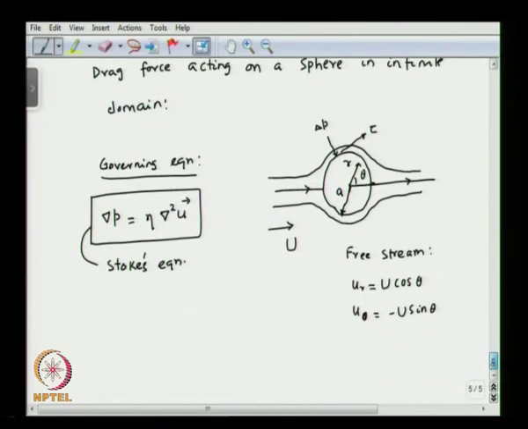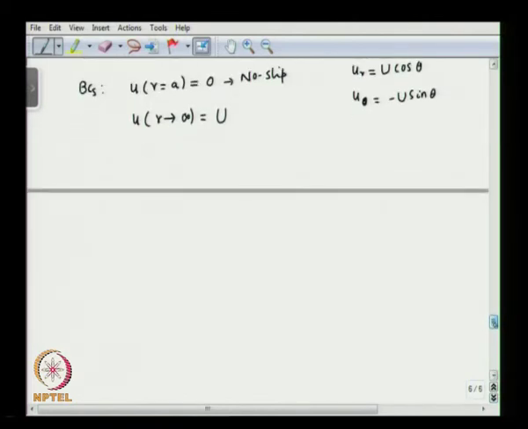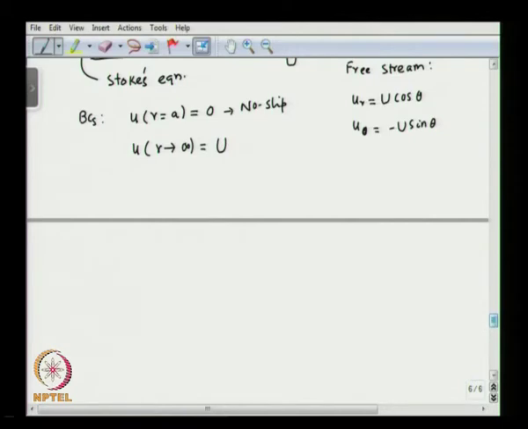Okay. So, here we can write down the boundary conditions. The boundary conditions are u at r equal to a equal to 0, and so that is the no slip, and the other condition is u at r tends to infinity is going to be U, that is the free stream velocity, right. So, there are different ways to calculate the velocity fields. Different mathematical techniques can be used to calculate the velocity fields.